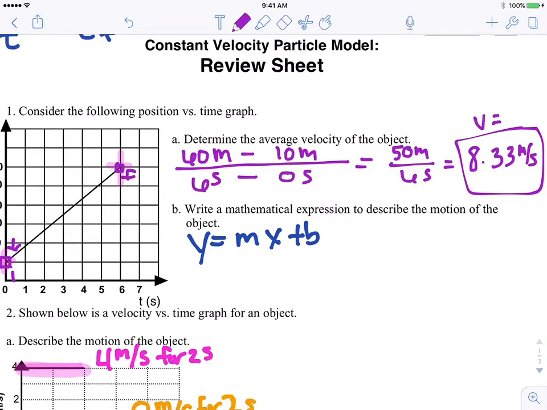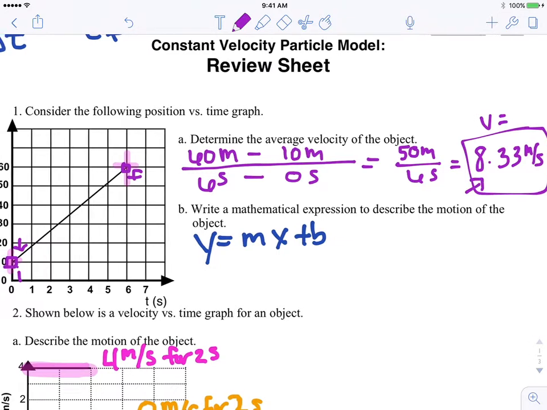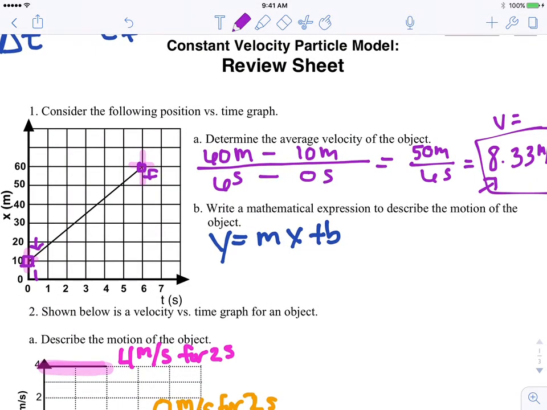Okay, so the next part is asking you to write the mathematical model, and we've already done one part of it. We've calculated the m, or the slope, right here. We know it is a linear equation that we're going to use because our graph is linear. So our y variable is x, or position. I recommend writing it as x instead of spelling out position. Don't use m, because m is the units for position, and that's not what it's asking for. It's asking for the variable. And it's equal to m, which is our velocity or our slope, and we calculated that to be 8.33 meters per second.